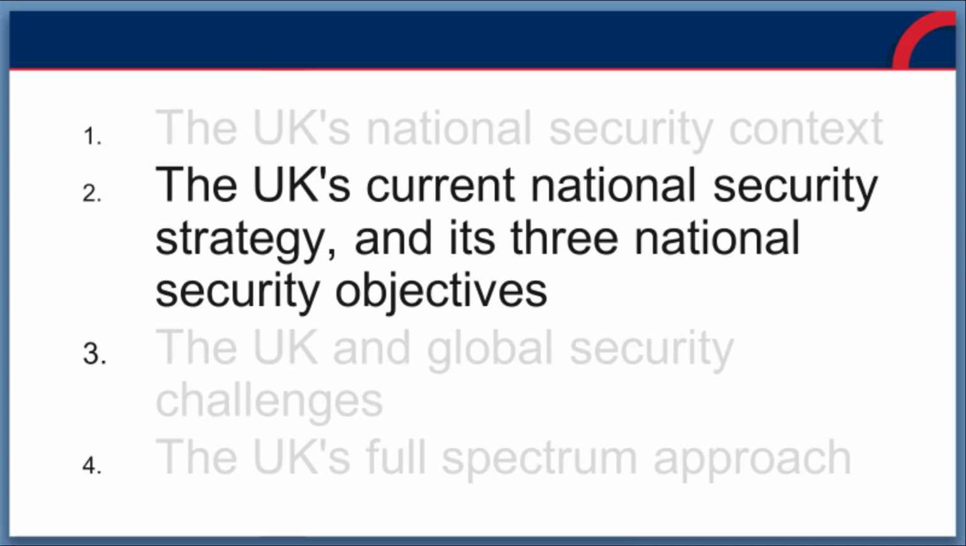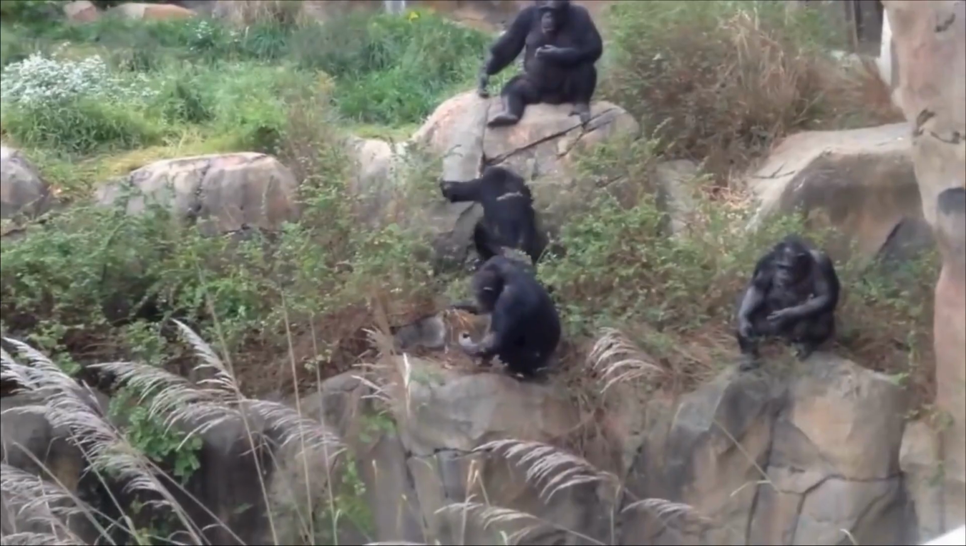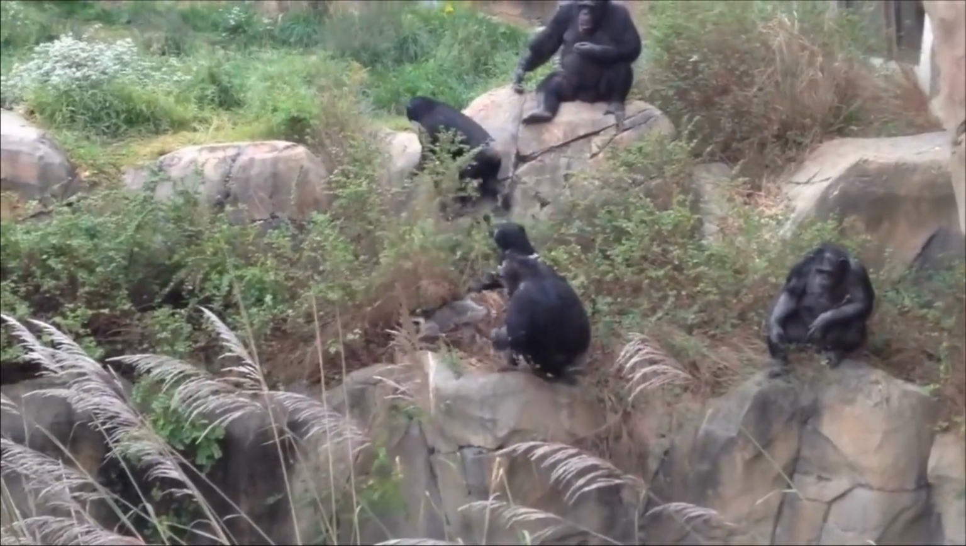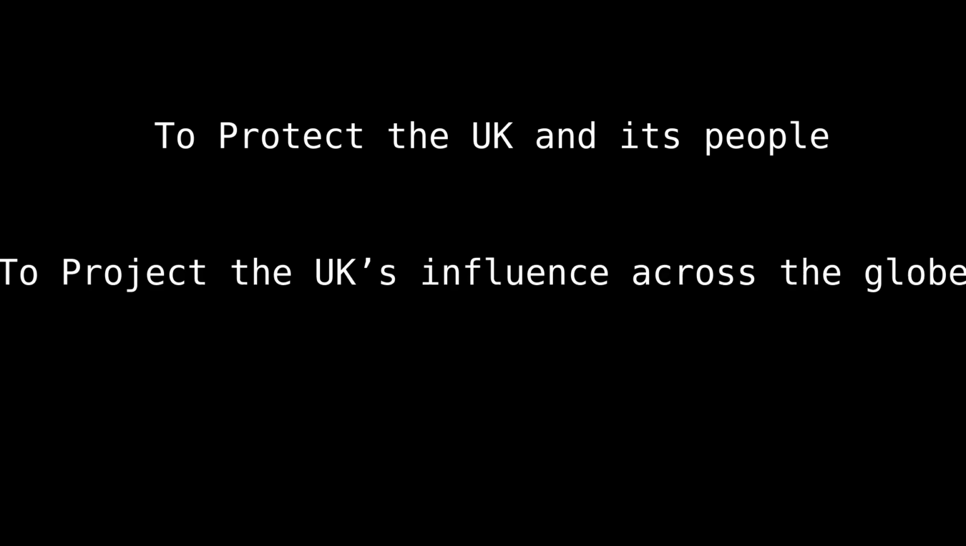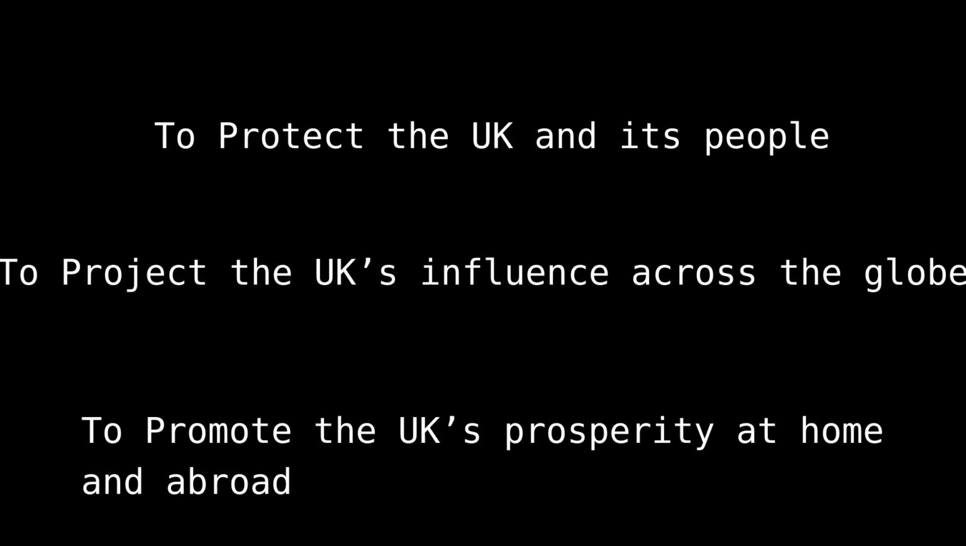We will now address the UK's current national security strategy and its three national security objectives. The UK has naturally taken note of the complex modern security environment and, consistent with the wide-ranging challenges, has articulated three key goals: to protect the UK and its people, project the UK's influence across the globe, and to promote the UK's prosperity at home and abroad.